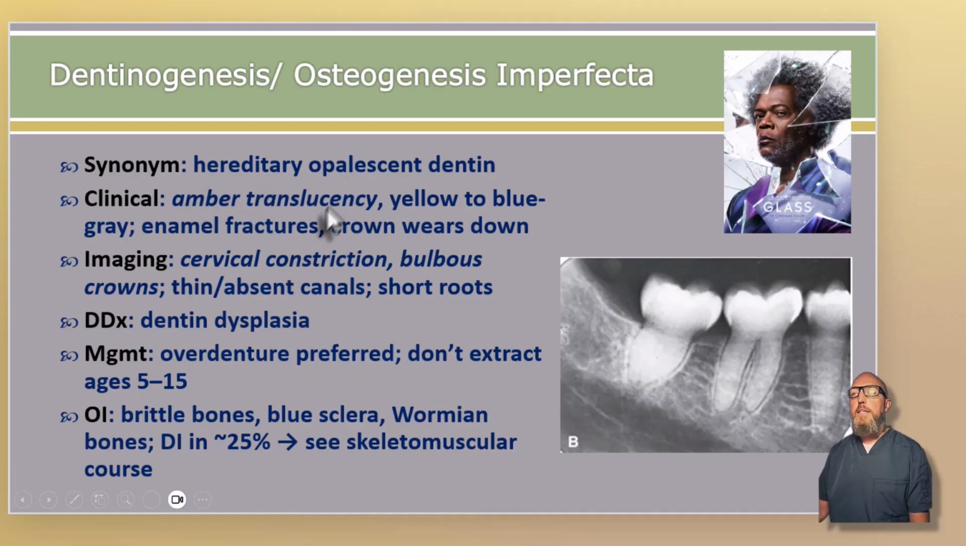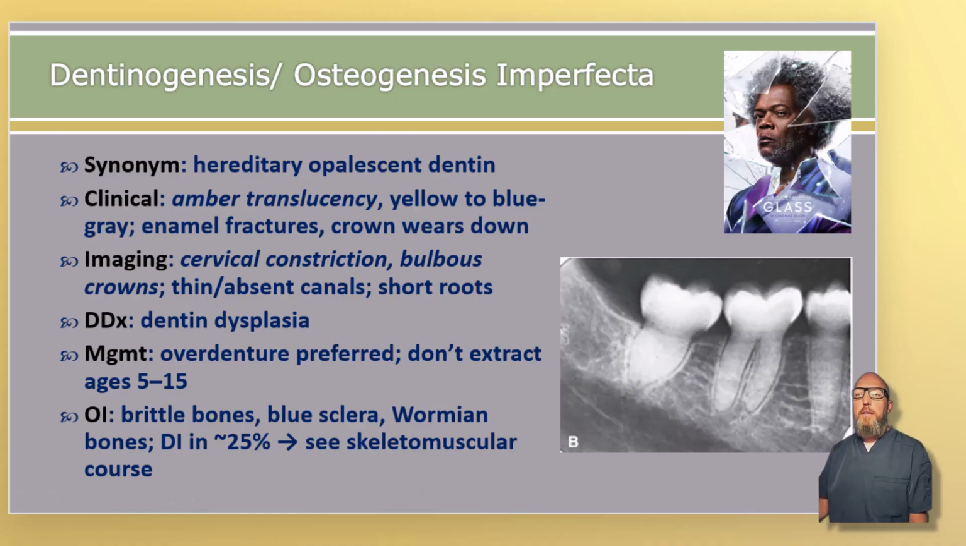Also called hereditary opalescent dentin. Clinically, these have an amber translucency. They can appear yellow to bluish gray. They can have enamel fractures, but what really stands out about these is the bulbous crowns, the constriction of the cervices. Almost looks like someone had a waistband, a belt, and pulled tight around the cervix of these teeth. And a lot of times the roots look kind of narrow and long just because they're so skinny. This one doesn't have that much change to the roots, but you can really appreciate the crowns.